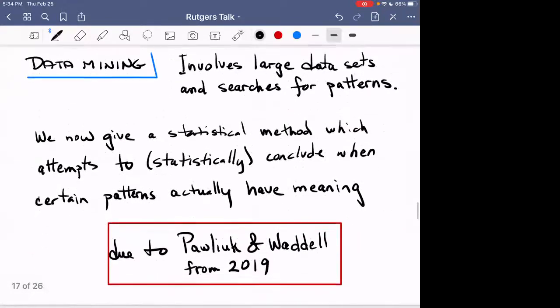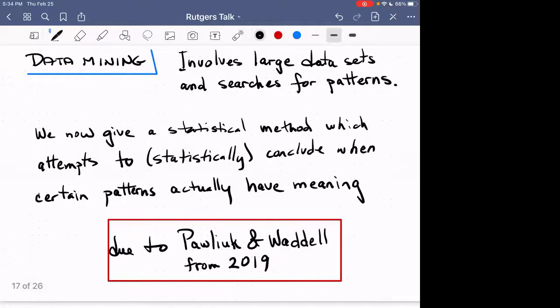Okay, so this involves large data sets. We're searching for patterns. Typically, they're looking for correlations, but it's essentially the same thing. What I'm about to do is due to Paliuk and Waddle from 2019. And so this is quite recent. I was surprised to find, when I was researching the book, I thought someone must have done this earlier, but no.